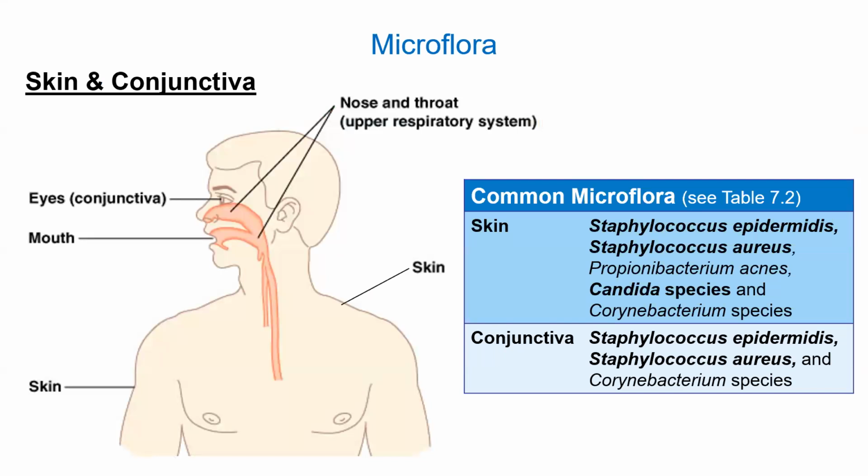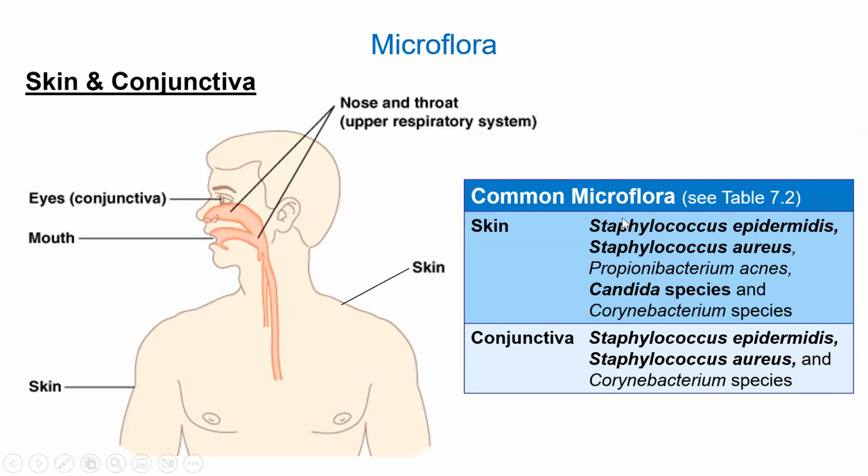So first, let's talk about the skin. Sometimes the conjunctiva is grouped in there. The conjunctiva is, of course, the surface of the eye, which is relatively sterile. Not completely sterile, but your eyes are constantly, there's liquid called tears kind of washing over them all the time. And so there's a really small number of microorganisms found in the eyes.